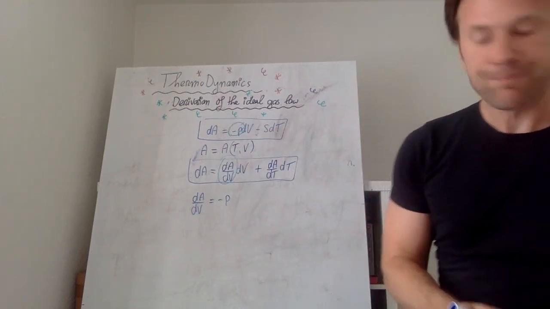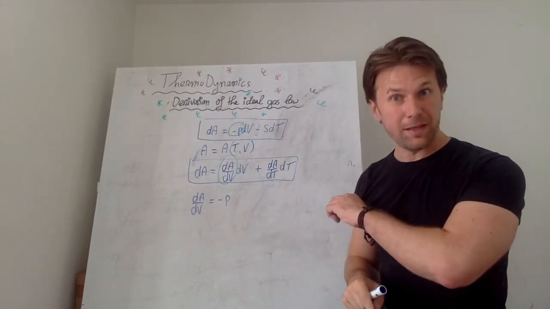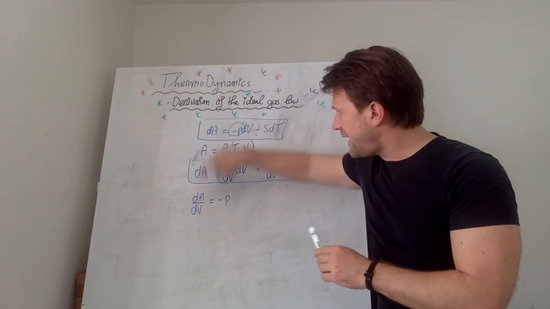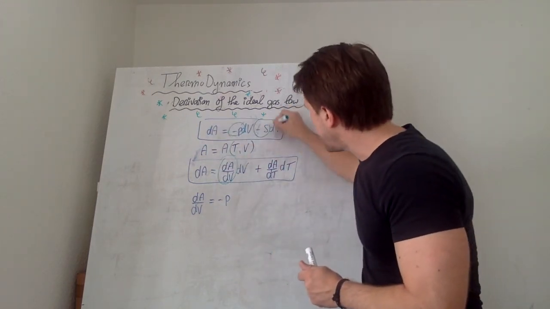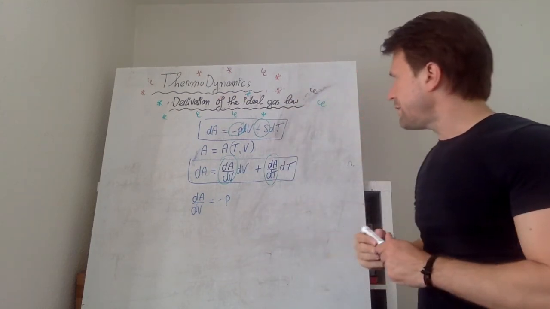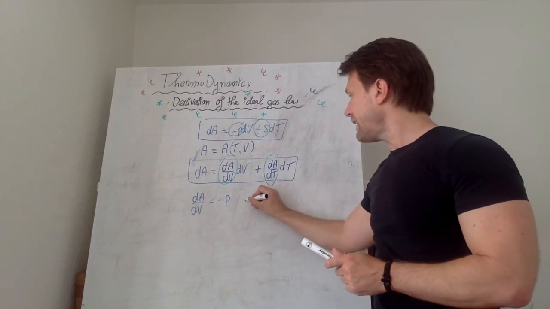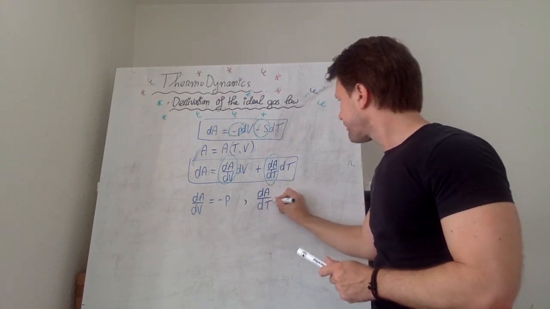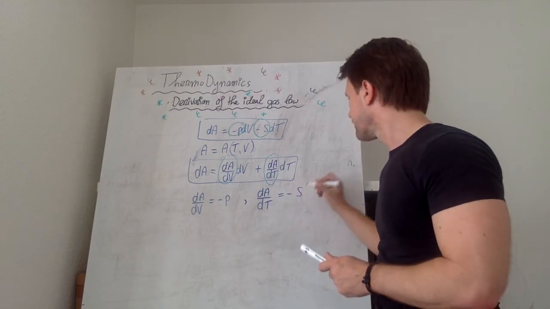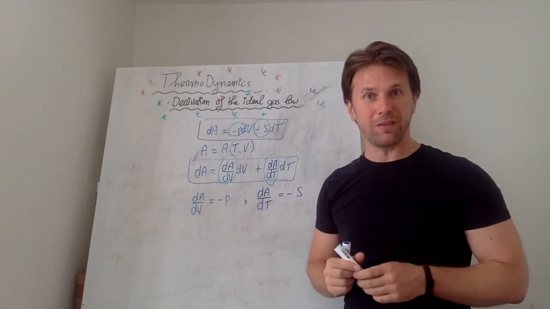But there's more, because the parts in front of the dT's also have to be the same, because otherwise dA is not equal to dA. So I have another relationship that I can get from this. Minus S should be the same as dA dT. So I get two special relationships here, just from mathematics and the first law alone.